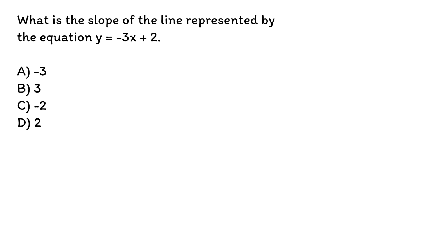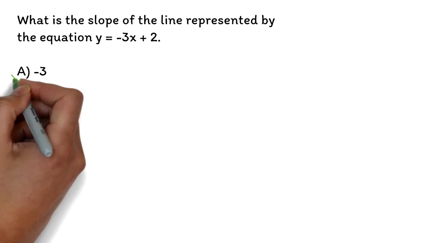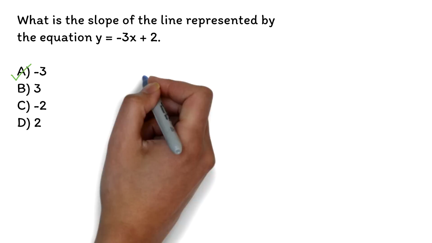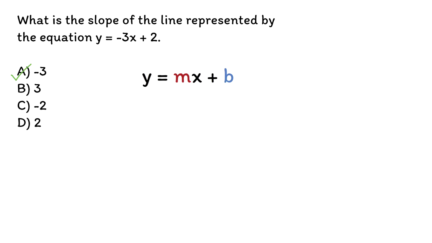What is the slope of the line represented by the equation y equals negative 3x plus 2? A. Negative 3. B. 3. C. Negative 2. D. 2. The correct answer is A, negative 3. This is one of the easiest slope questions you'll find on the GED. The equation given is in the slope-intercept form. This is y equals mx plus b. In this form, the coefficient of the x is your slope. Basically, the number with the x is your slope. Since we have negative 3x, negative 3 will be our slope.